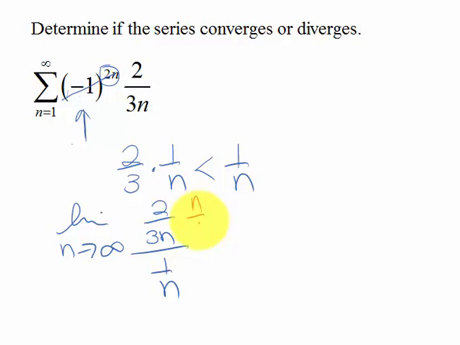So this would be n over 1, and these would cancel. So the limit as n goes to infinity is 2/3. Now remember the limit comparison test. If this limit is a positive finite number, which it is, 2/3, then either both series converge or both series diverge. So by the limit comparison test, this series diverges.